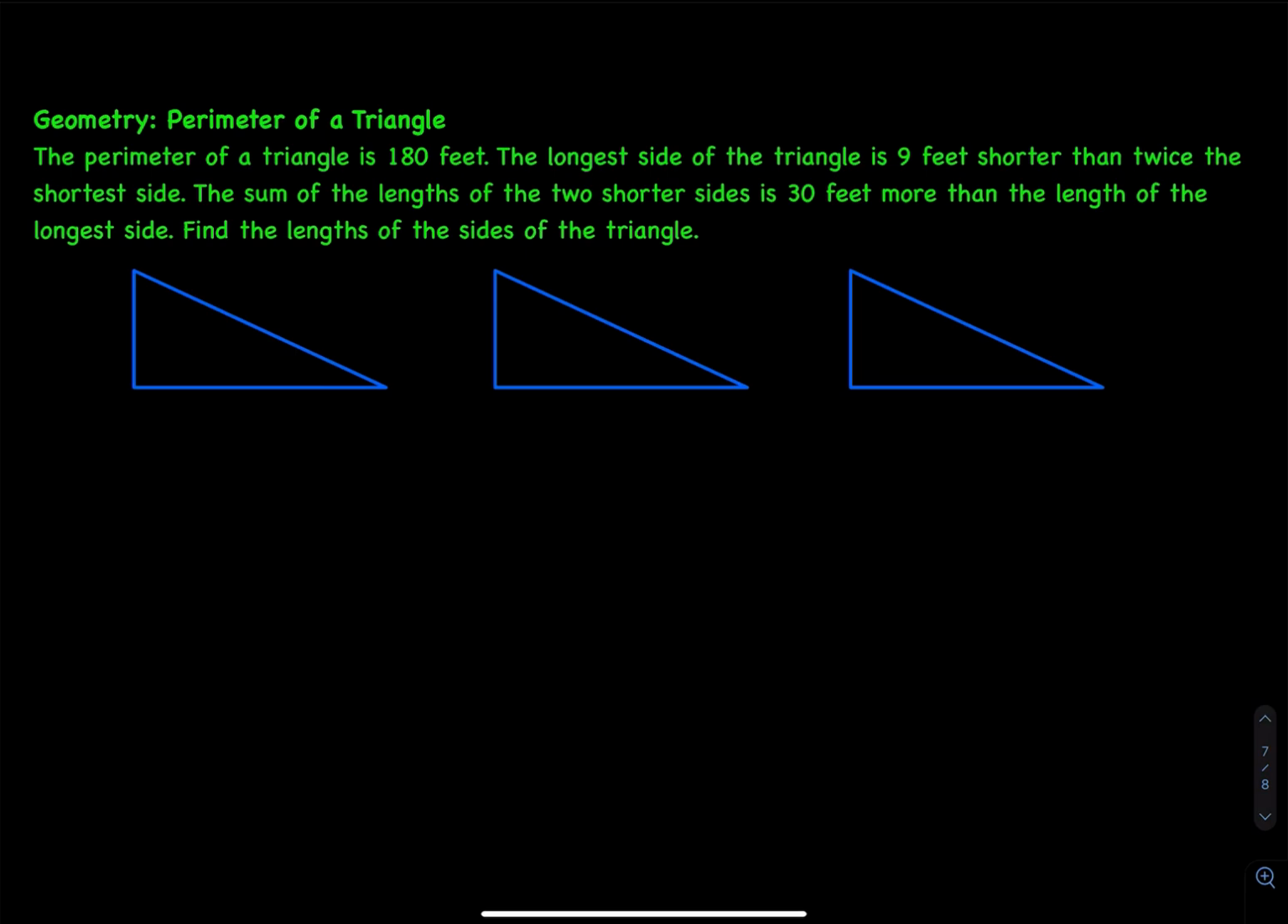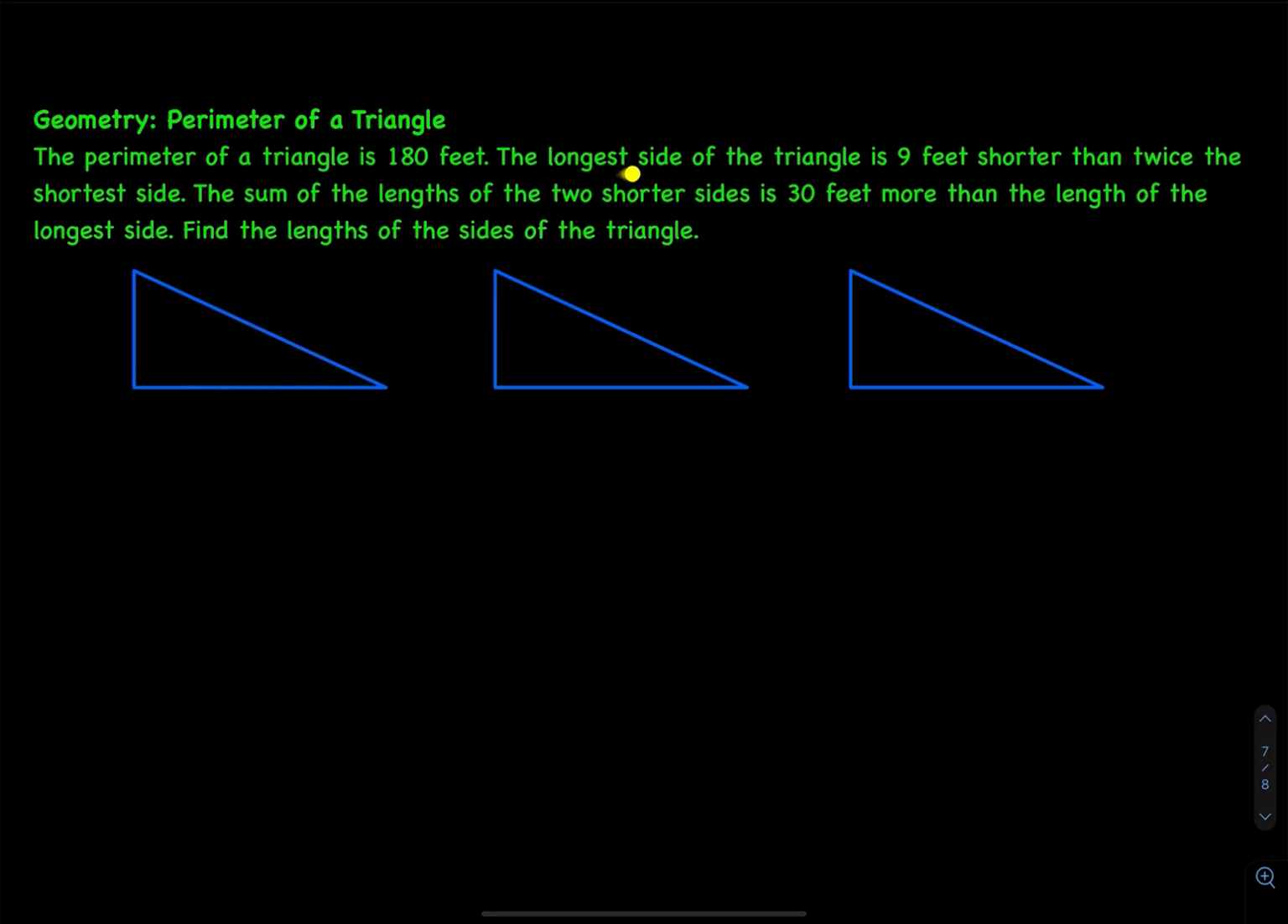System of linear equations. This problem is regarding geometry, the perimeter of a triangle. Let's read the problem. The perimeter of a triangle is 180 feet, so I drew a triangle, so this side plus the hypotenuse is 180 feet.